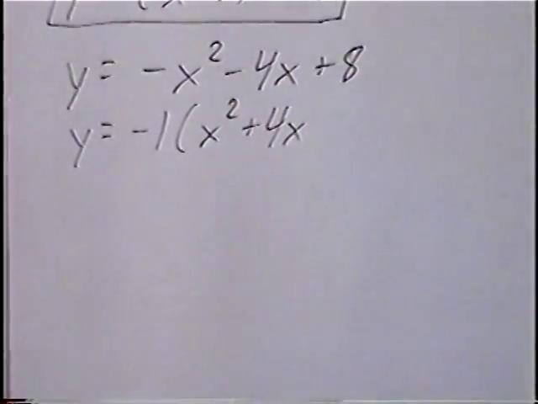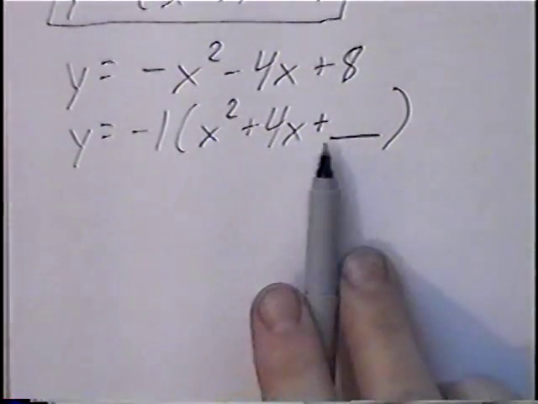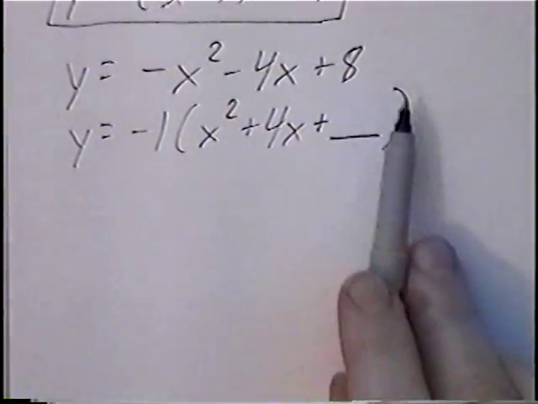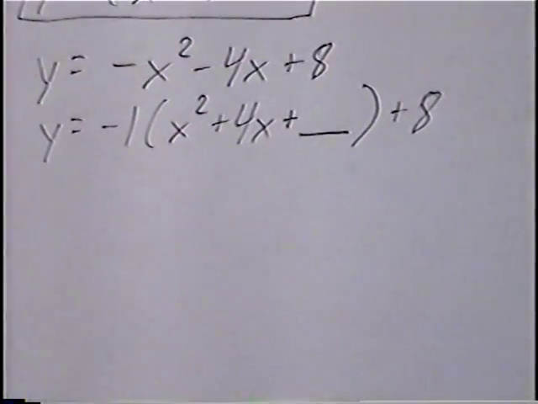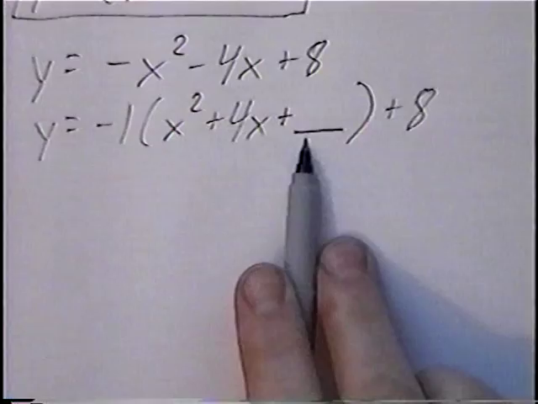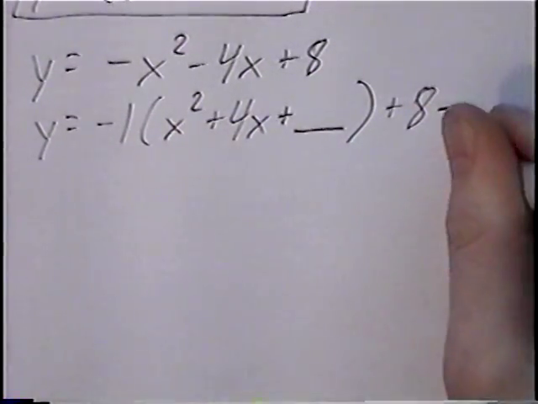The plus 8 we won't factor a negative 1 out of, but instead we'll add the missing number we'll get in just a minute, and the plus 8 we'll rewrite on the outside. Also, the number we add to the inside will be subtracted on the outside.